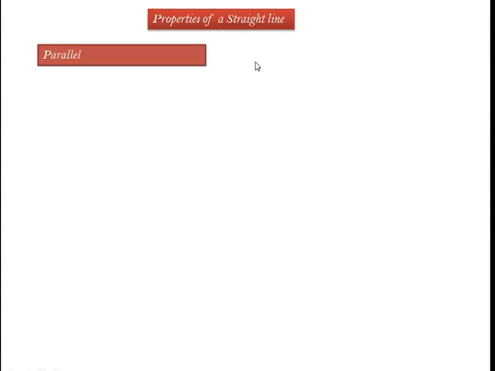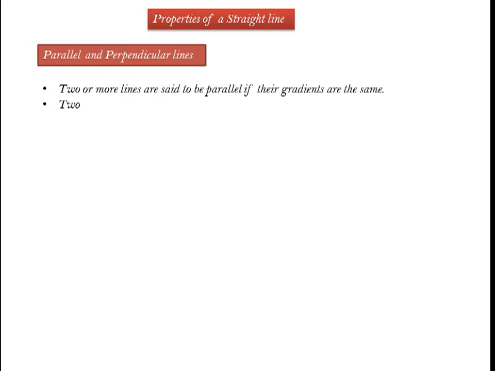Hi guys, we'll be looking at the properties of a straight line that has parallel and perpendicular lines. Those are very important properties in coordinate geometry. Now, two or more lines are said to be parallel if their gradients are the same, and two lines are perpendicular if the product of their gradients is -1.